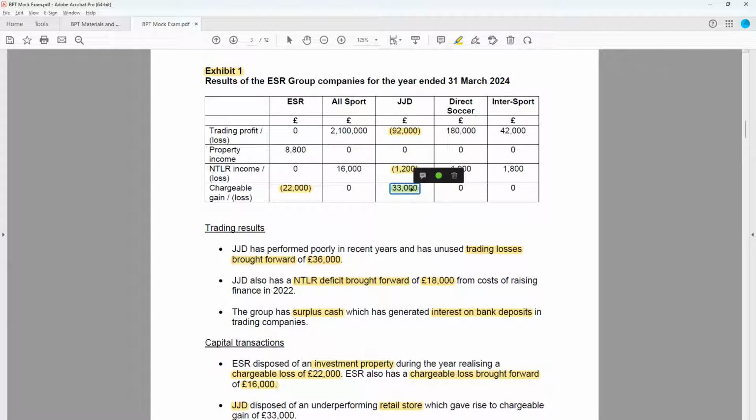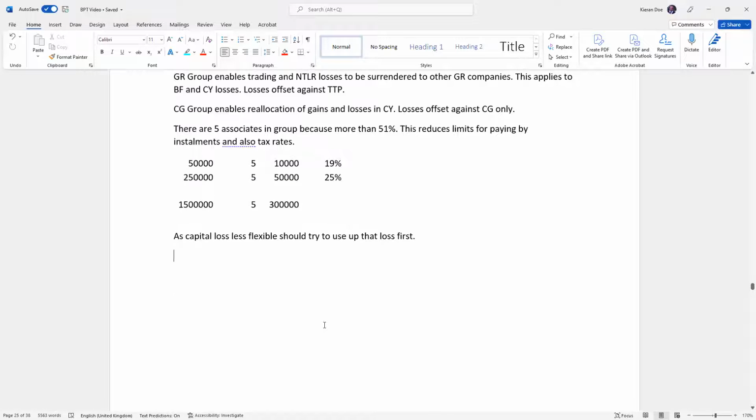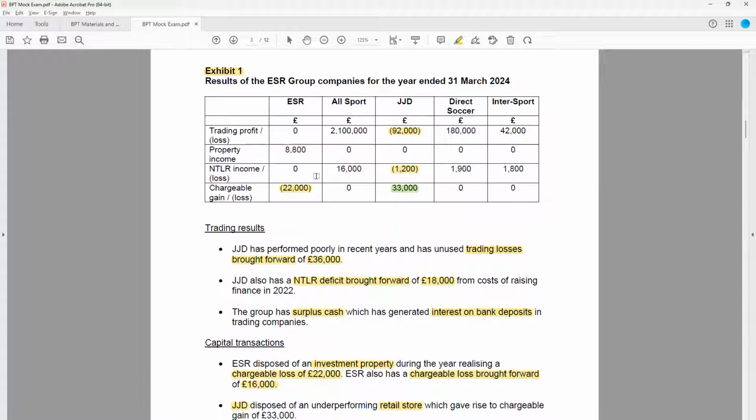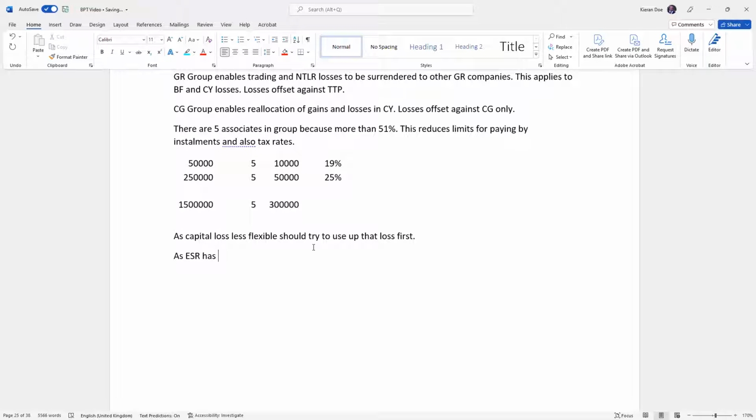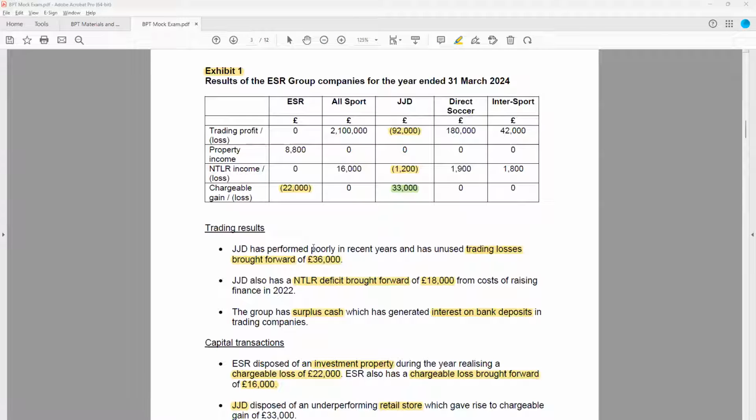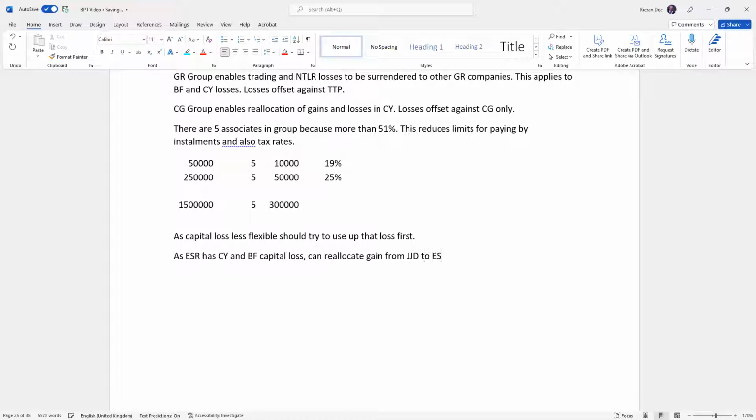And really, when we've got a gain, you could think of it like the rare opportunity to use a capital loss. You want to make sure you use it. You don't want to use a trading loss first and cover the gain and then end up with a chargeable loss surplus. So you could say, as ESR has current year and brought forward capital loss, we can reallocate the gain from JJD to ESR to use the losses.